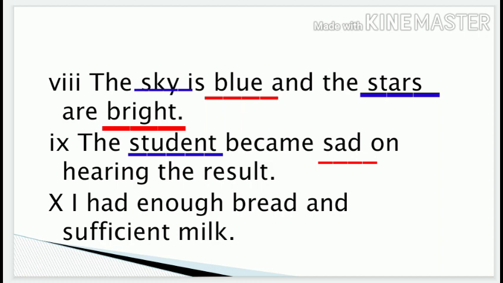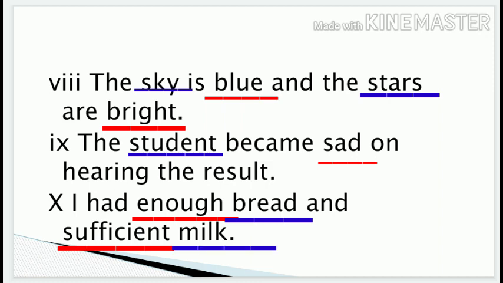I had enough bread and sufficient milk. Here the word enough is describing the noun bread. So enough is underlined with red color and the noun bread is underlined with blue. And sufficient milk: here the word sufficient is describing the noun milk. So sufficient is underlined with red color and milk is underlined with blue color.